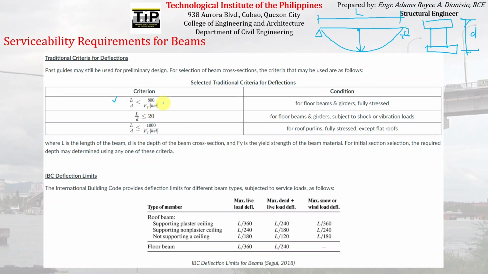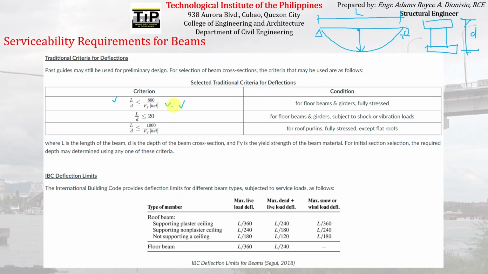So you should be using US customary units here. This is what you will use for floor beams and girders, fully stressed. Okay? So when that is the condition, you are computing the deflection for floor beams and girders that are fully stressed. You can use this criteria for ensuring that your structure will not experience excessive deflection.